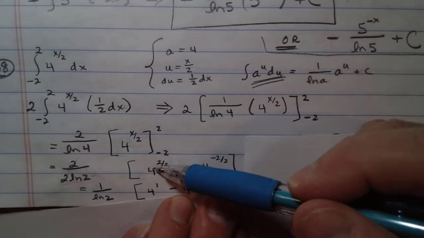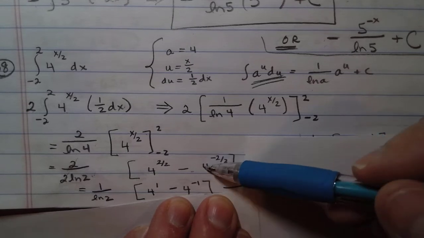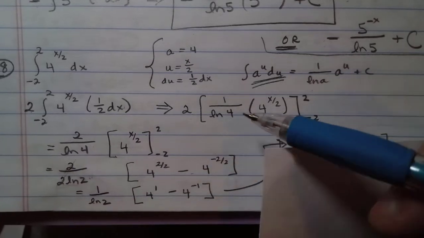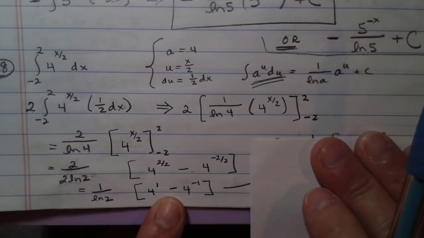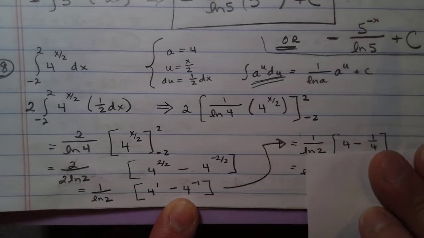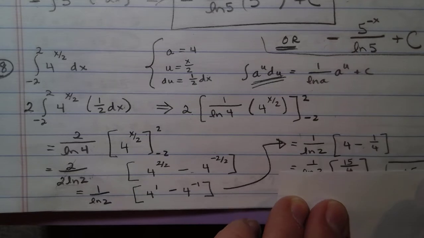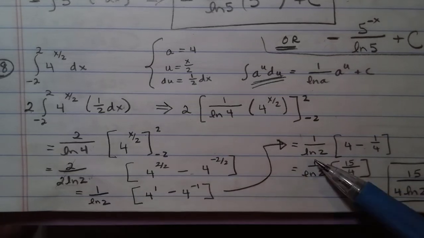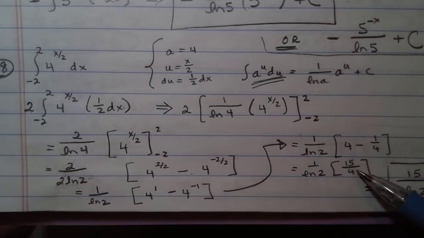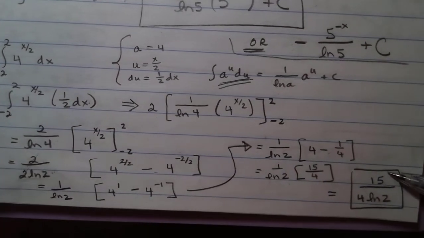Now, 4 to the 2 over 2 minus 4 to the negative 2 over 2 gives me 4 to the 1 minus 4 to the negative 1. Let's clean that up a little bit. 4 minus 1/4, which is 15/4. So 1 over ln 2 times 15/4 becomes 15 over 4 ln 2. That's just the way we write it. Looks a little bit better.